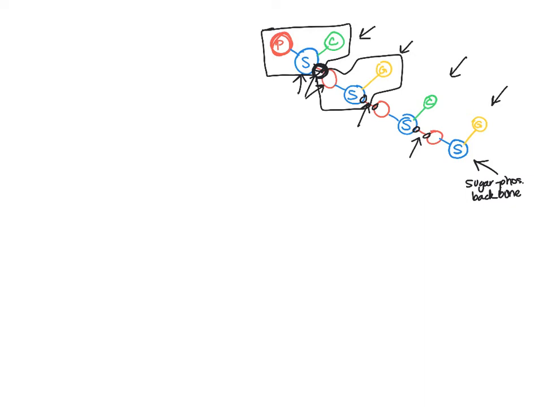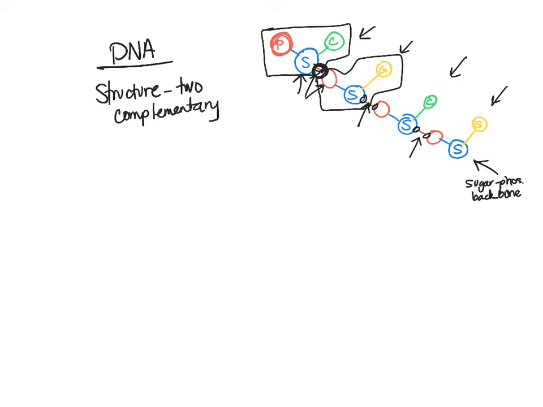Now what we said was that our A always matches up with our T, and our C always matches up with our G. And this is because, in reality, DNA is a double-stranded helix. So the actual structure of DNA is that there are two complementary strands of DNA that form a double helix.